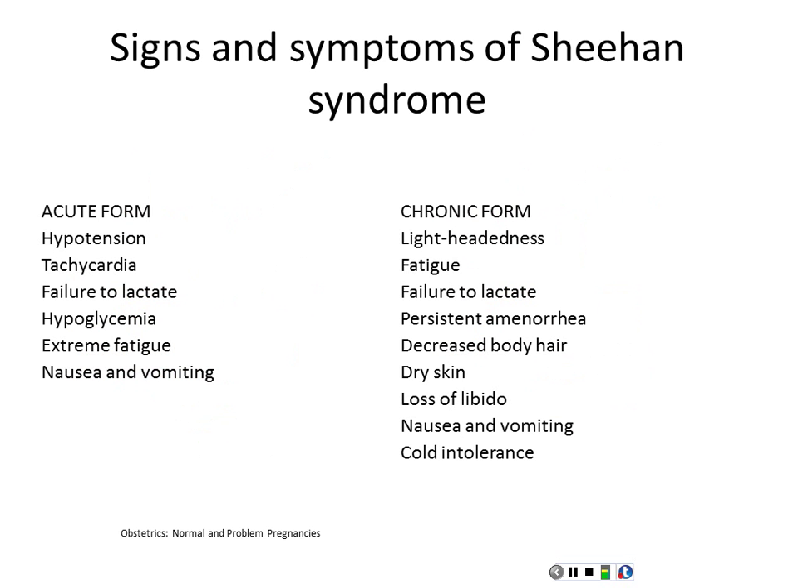The acute form is hypotension, tachycardia, failure to lactate, hypoglycemia, and extreme fatigue and nausea and vomiting. And really, it's the failure to lactate that is going to really trigger your concern, because hypotension, tachycardia, fatigue, we see for many, many other reasons as well, not just Sheehan syndrome. The chronic form presents itself with amenorrhea. The main things are persistent amenorrhea and failure to lactate. There's fatigue, dry skin, loss of libido, nausea and vomiting, and cold intolerance.